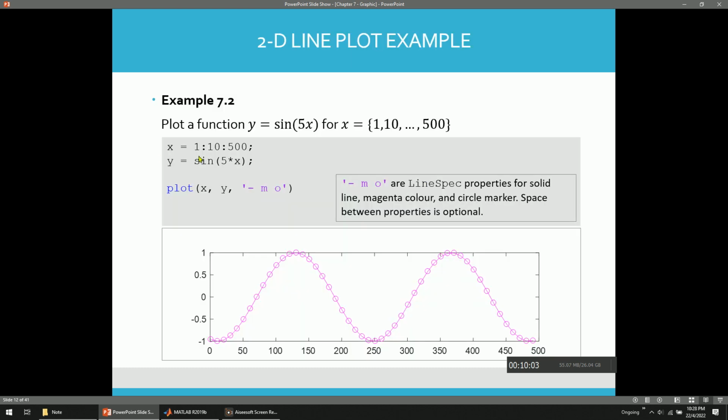For example, this one starts with 1, which is okay, but the step is 10, so it's not okay. If you plot Y only, you will not get the result. So I hope you know the difference.